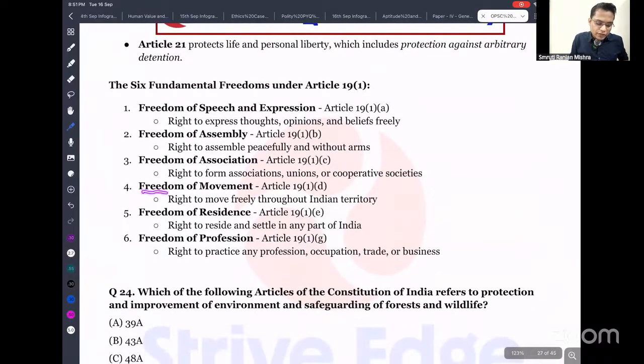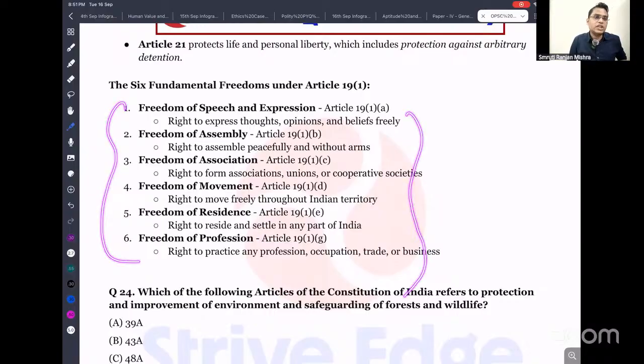Next one is about the freedom of movement. Freedom of movement is provided throughout the territory. Then freedom of residence: you can reside in any part of India. Freedom of profession: you can practice any profession, occupation, trade and business. These are the freedoms that are protected under Article 19. But freedom from detention is protected under Article 21, the right to life and personal liberty.